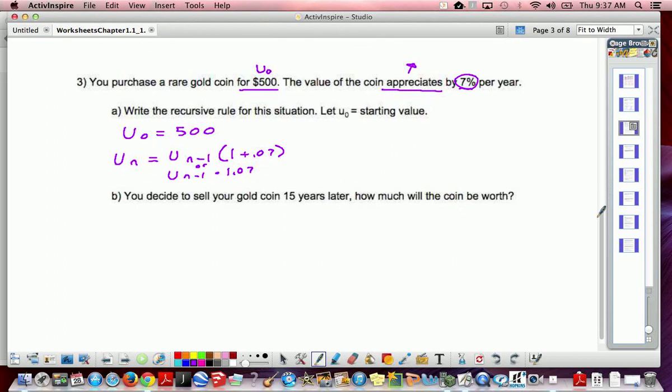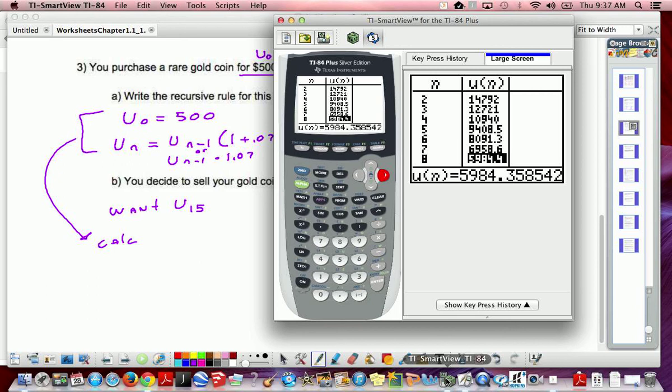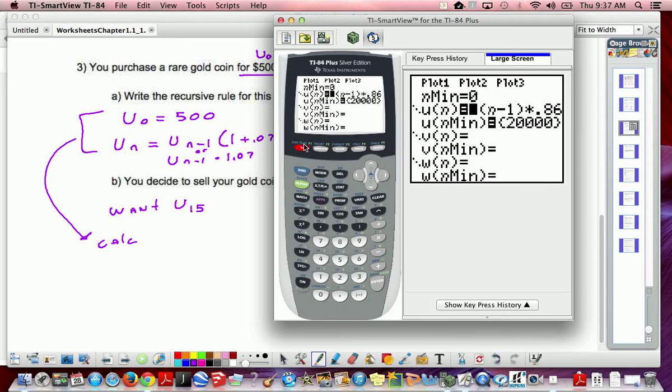Kind of jumping ahead here, kind of go a little fast. So in B, it says you decide to sell your gold coin 15 years later. Nice. How much will it be worth? So we want u sub 15. So now this is where I'm going to take this piece and I'm going to put it in my calculator. And I'm going to look for u sub 15. So I'll pull up the calculator again. I can go back to my y equals. This top piece stays the same.